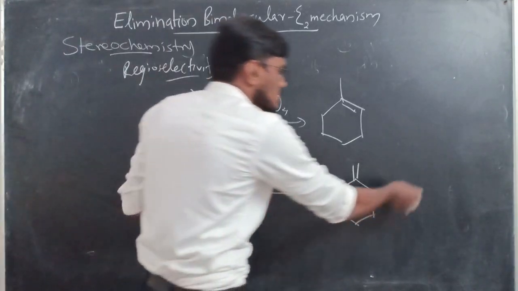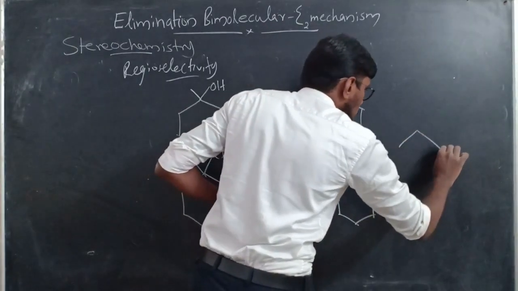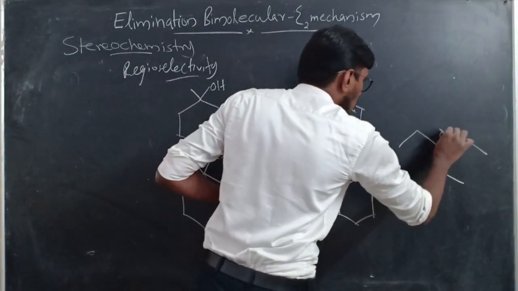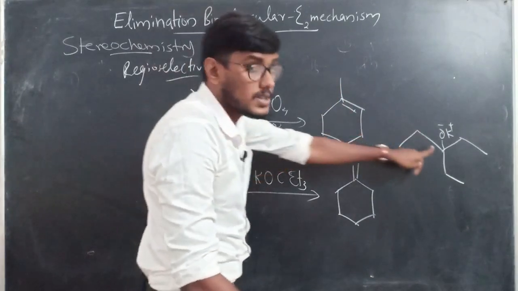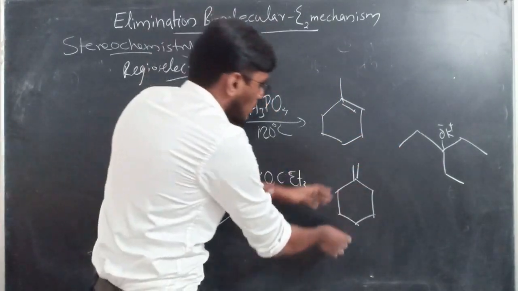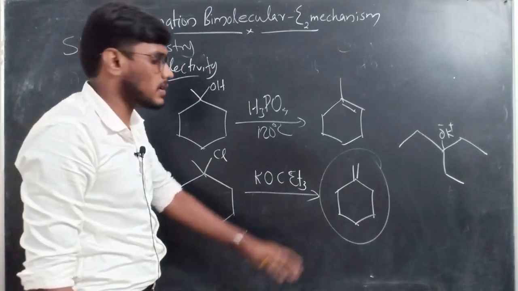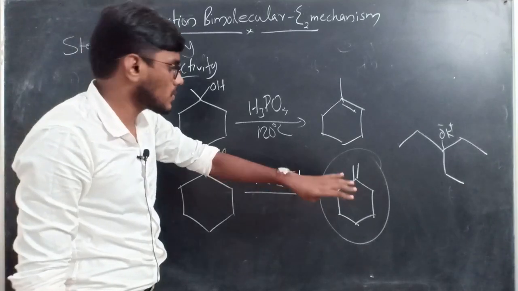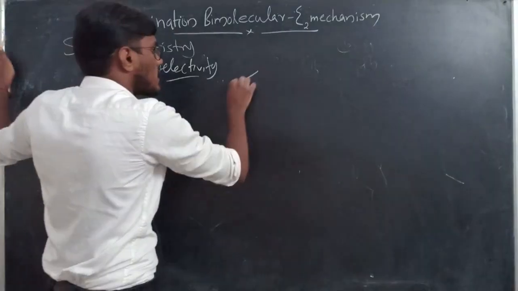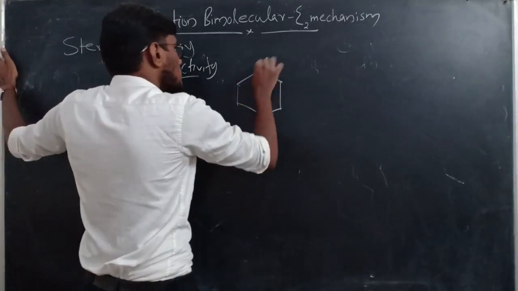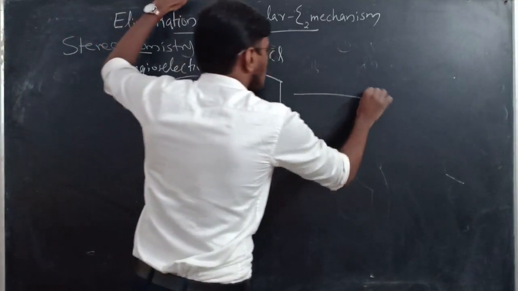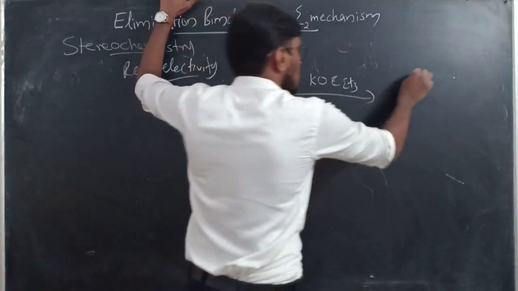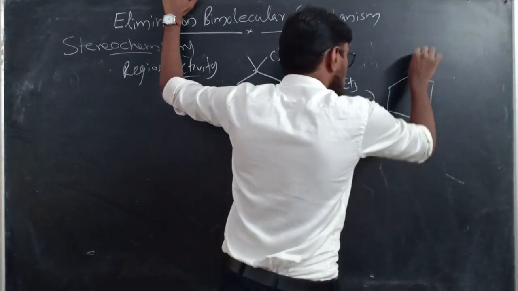This base is like this: C, an ethyl group, a second ethyl group, a third ethyl group, and O minus K plus. So it is a bulkier base, and a bulkier base gives a less substituted product as the major product. We can check why this happens. The reaction is like this: Cl, CH3, on reaction with KOC(Et)3 gives the product like this. This will be the major product.